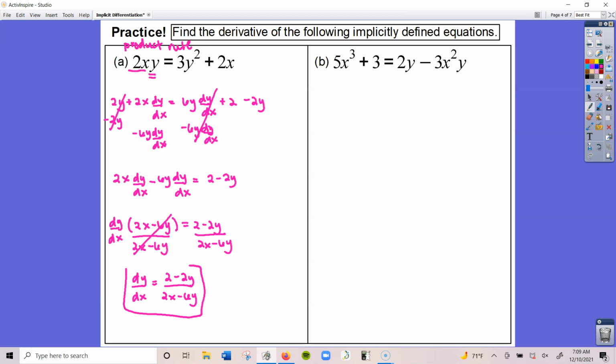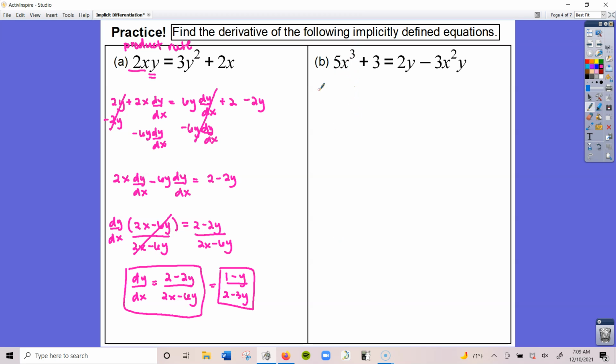Now this is the answer. However, if you wanted to simplify, notice that all of the numbers in every term is divisible by 2. So I can divide every single number by 2, which will give me 1 minus y over 2 minus 3y. Either of these answers would be acceptable. Let's try this one more.